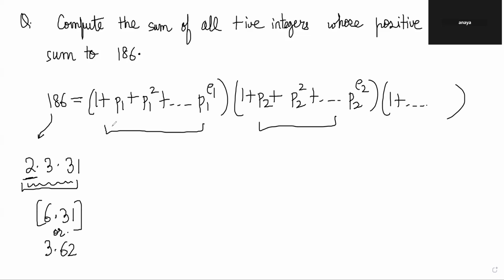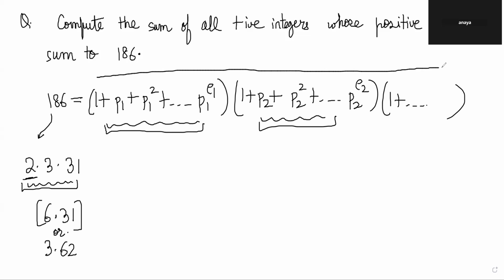That 6, can we get 6 like this with a prime number? Can we get 31? Because this is the actual sum of the divisors. Yes, correct. You need to write 186 in such a way that it can be written in this way. You cannot group it as 2, 3, 31. 2 is not possible.